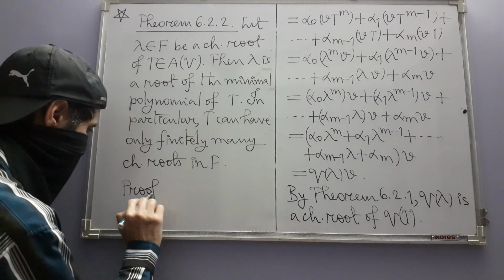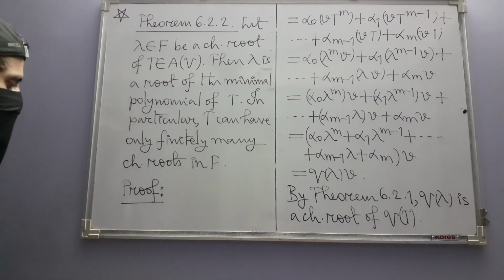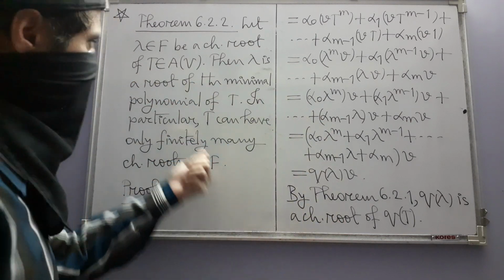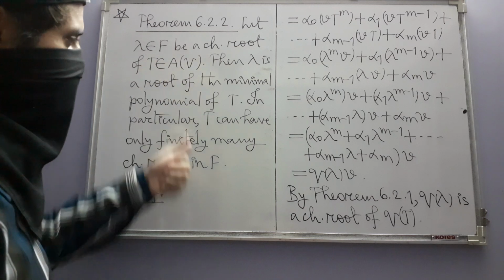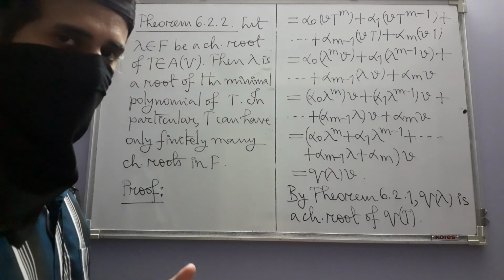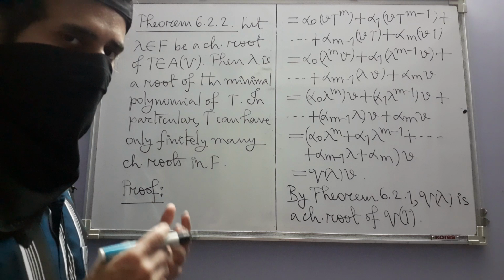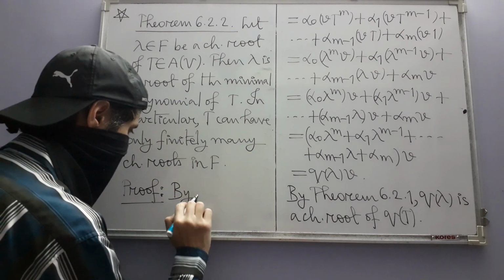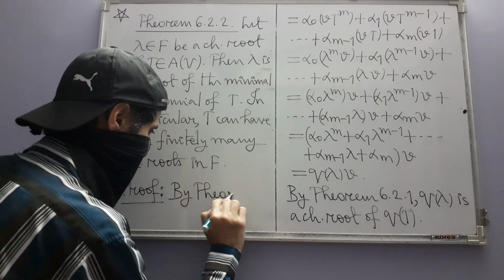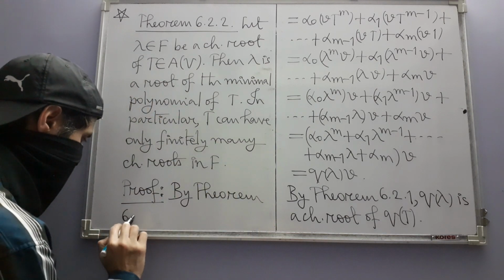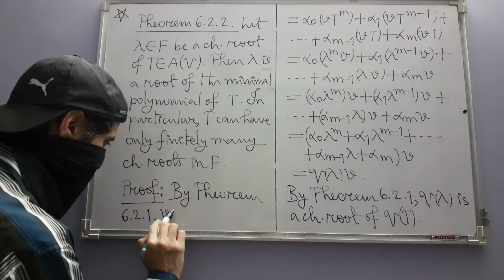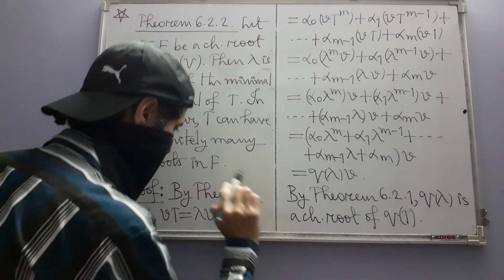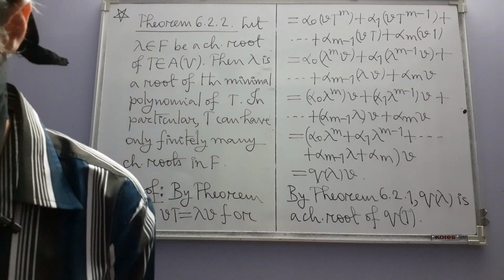Proof. In the beginning itself, we are going to use that vector criterion, that because lambda is a characteristic root of T, so there exists a non-zero v, on which if you apply T, you are going to get lambda times that vector. So by theorem 6.2.1, vT is equal to lambda v for some non-zero v.